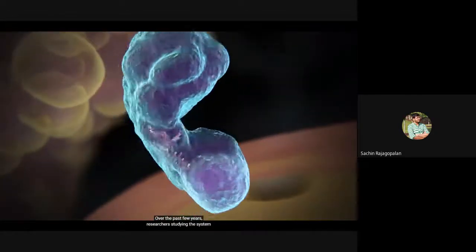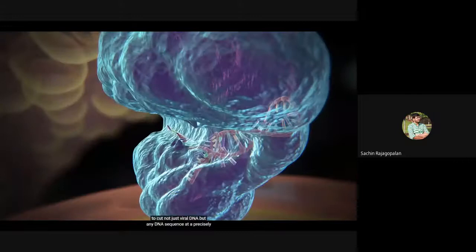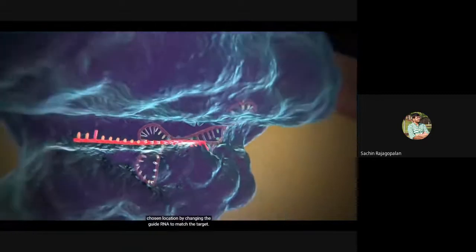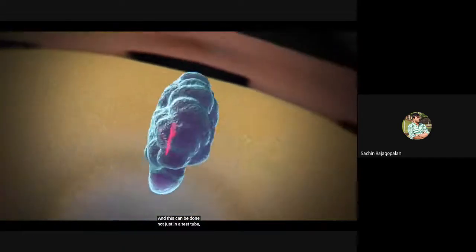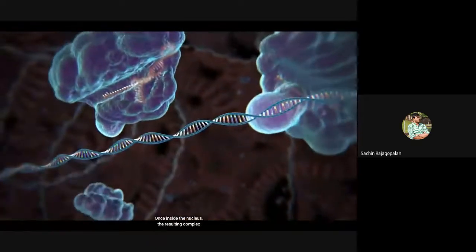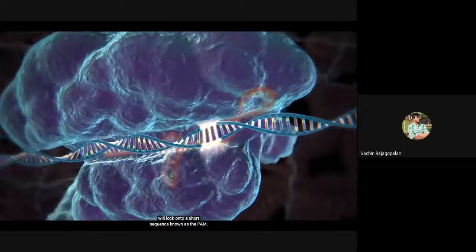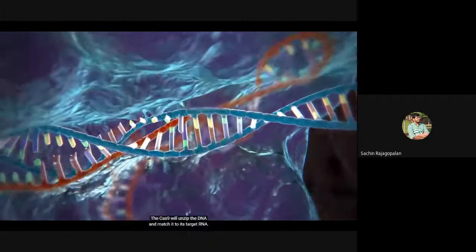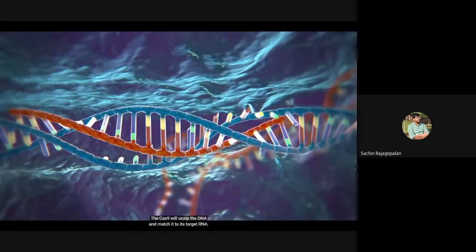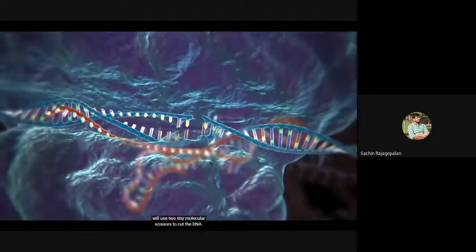Over the past few years, researchers studying this system realized that it could be engineered to cut not just viral DNA, but any DNA sequence at a precisely chosen location by changing the guide RNA to match the target. And this can be done not just in a test tube, but also within the nucleus of a living cell. Once inside the nucleus, the resulting complex will lock onto a short sequence known as the PAM. The Cas9 will unzip the DNA and match it to its target RNA. If the match is complete, the Cas9 will use two tiny molecular scissors to cut the DNA.